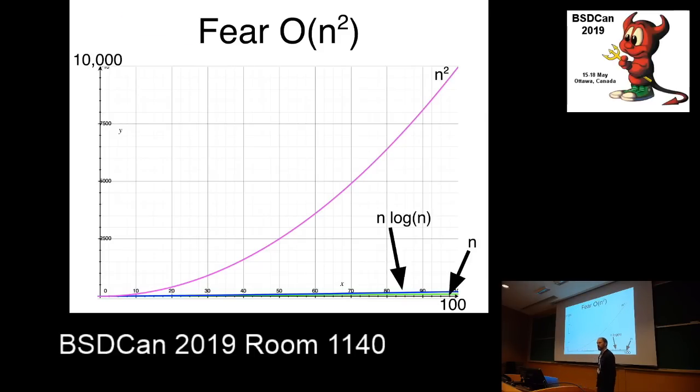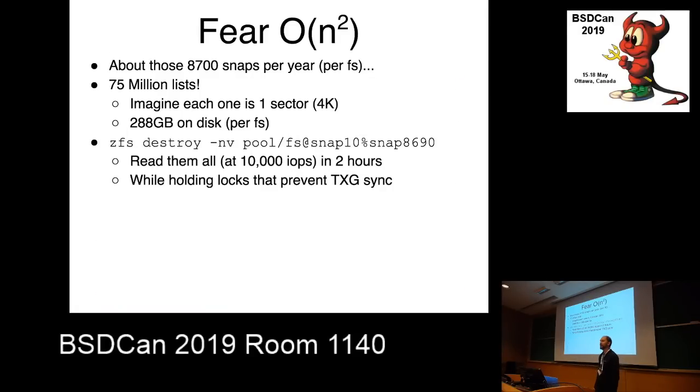But what if you have 100 snapshots in a row and you want to know how much space those are used by? Well, here's the thing. N squared gets really, really, really big, really fast. So this graph is only showing n up to 100. I don't know if you can see at the very, very bottom, there's a line showing y equals x, and another line showing n log n. They're barely even above zero, and n squared is way up there. It goes so fast. So if you're talking about 100 snapshots, it's a lot of deadlists. But what if you're talking about those 8,700 snapshots? Then it's a lot more.